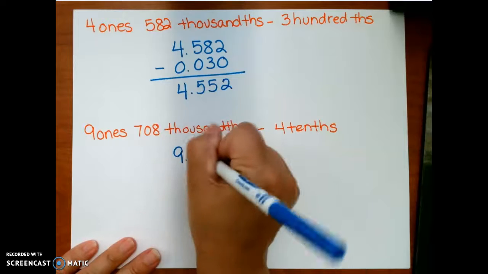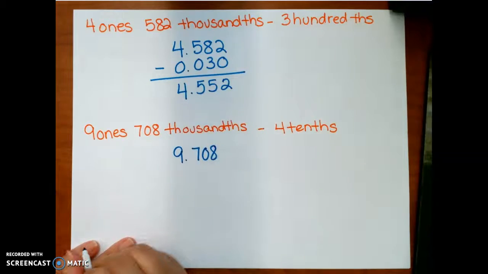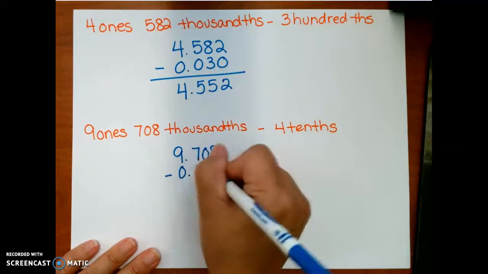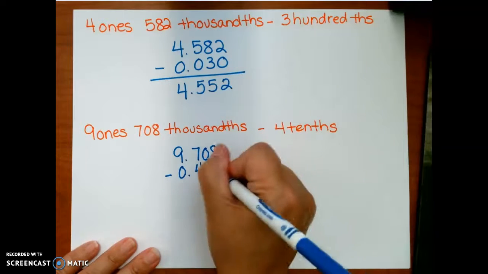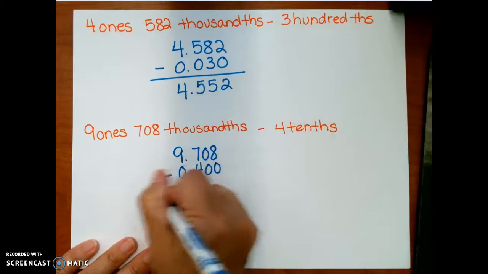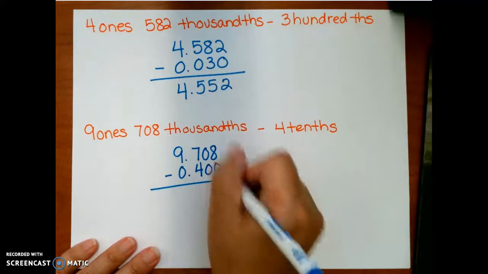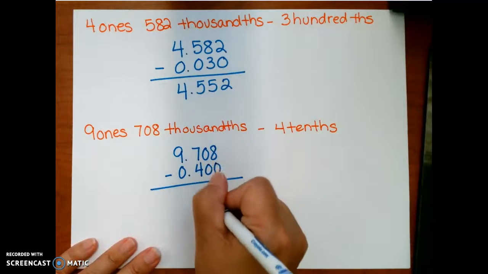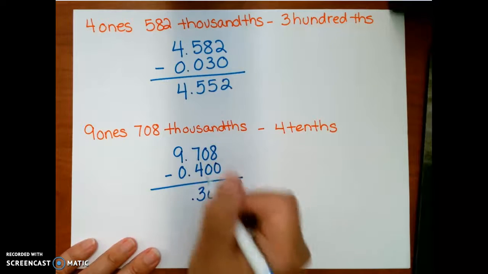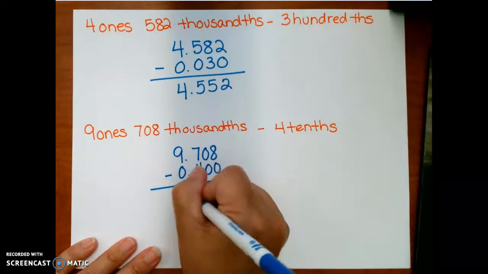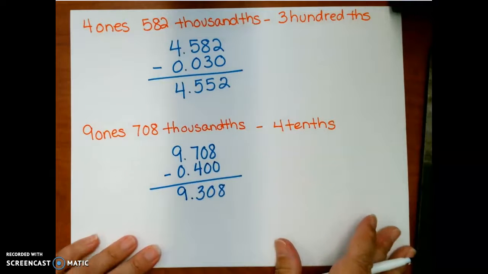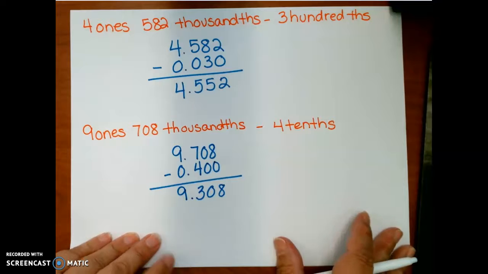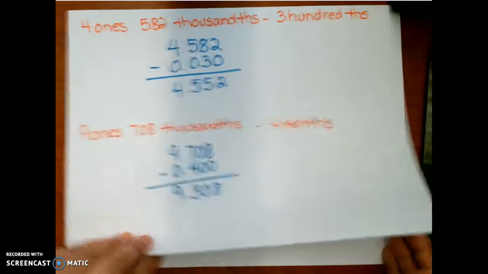9 and 708 thousandths minus 4 tenths. So I have no hundredths and no thousandths. Now I can subtract. 8 minus 0 is 8. 0 minus 0 is 0. 7 minus 4 is 3. Put my decimal point in. 9 minus 0 is 9. So 9 ones, 708 thousandths minus 4 tenths is 9 and 308 thousandths.